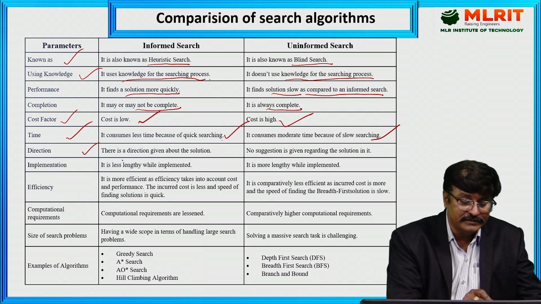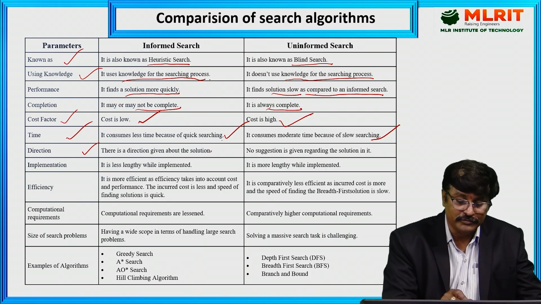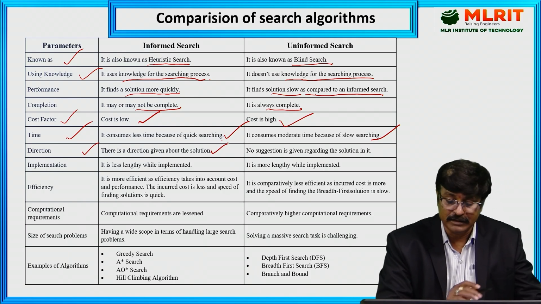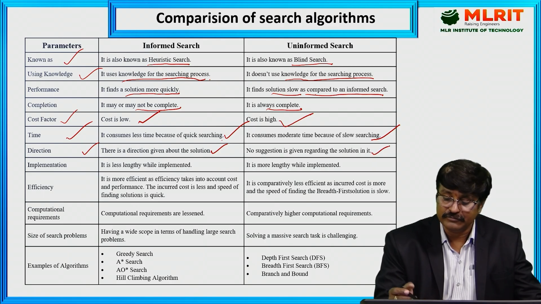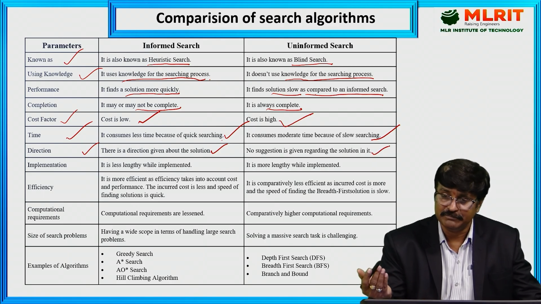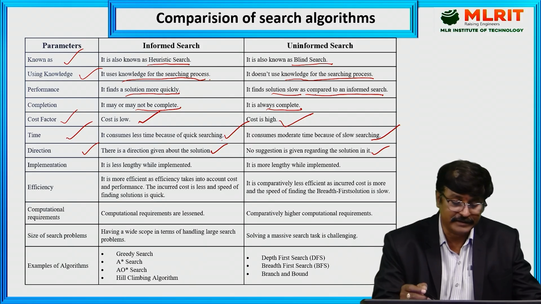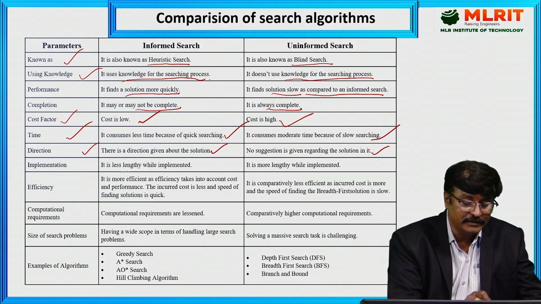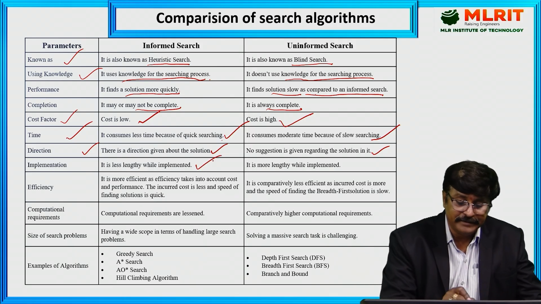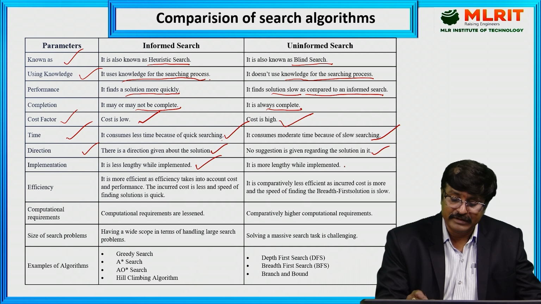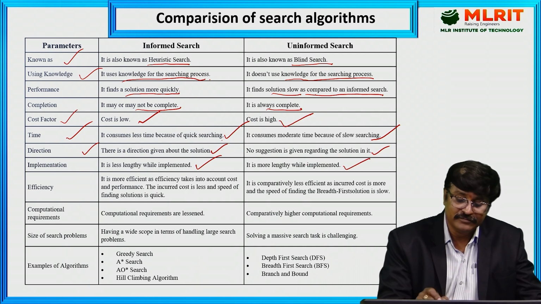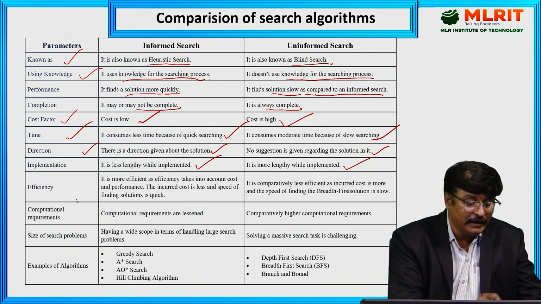Direction: in informed search, there is a direction given about the solution based on the strategy or algorithm. In uninformed, no suggestion is given regarding the solution. There is no heuristic or additional information about which node you have to expand. Implementation: informed is less lengthy to implement, whereas uninformed is more lengthy to implement. Implementation is somewhat more costly. Efficiency.